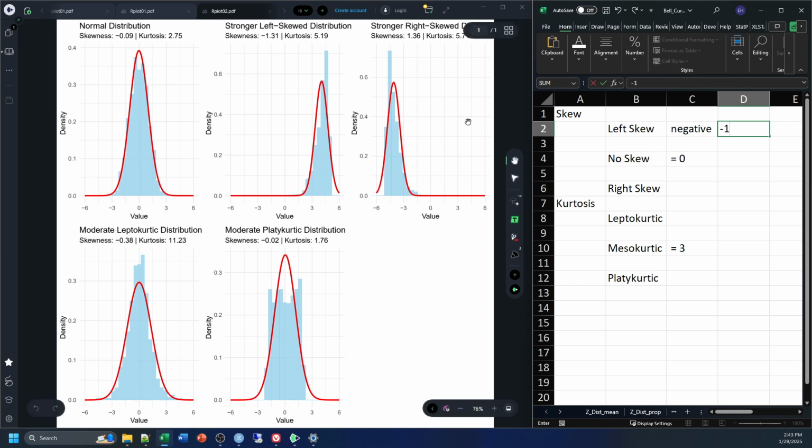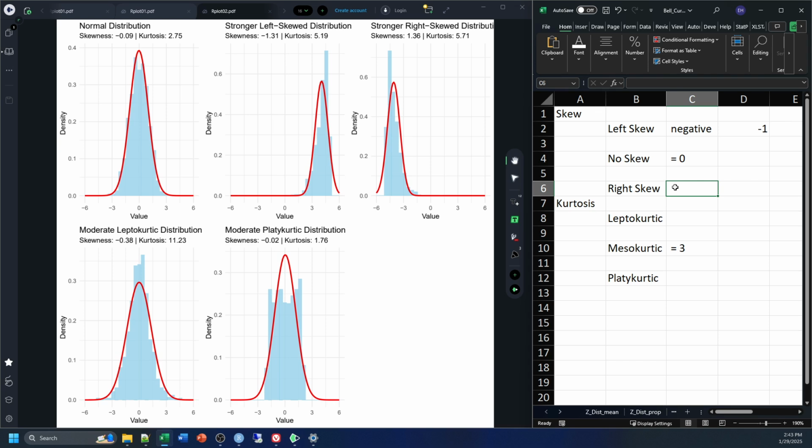A right skew, on the other hand, if we look at our next plot, this is a right skew. We have a right skew of 1.36. So a right skew is going to be positive, no matter how small it is. As long as it's a positive skewness, then we have a little bit of a right skew. And here we have issues when we start hitting values around 1. But practically for this class, I'm just going to be saying, do we have any skewness? Is it positive? Is it negative?